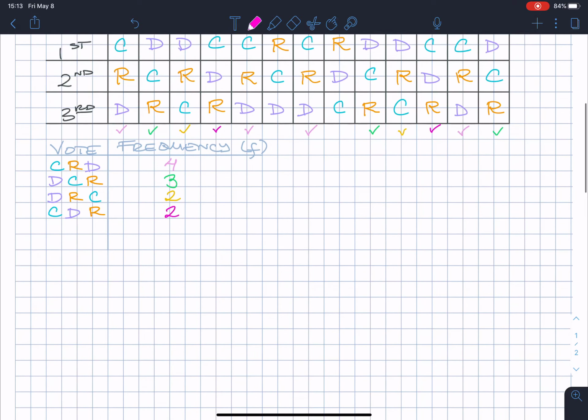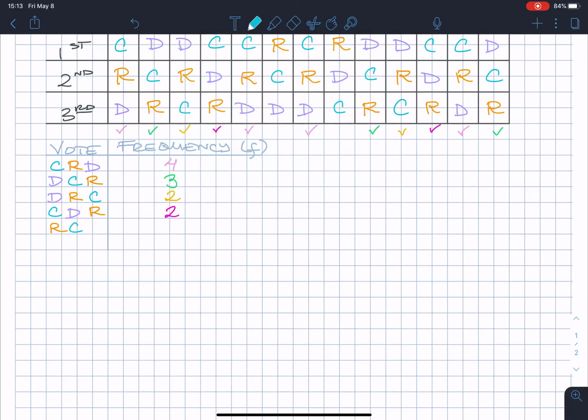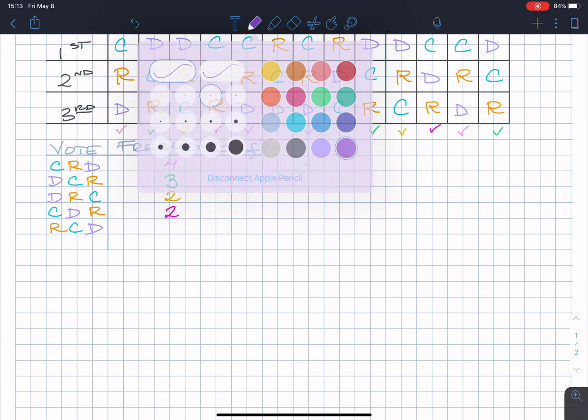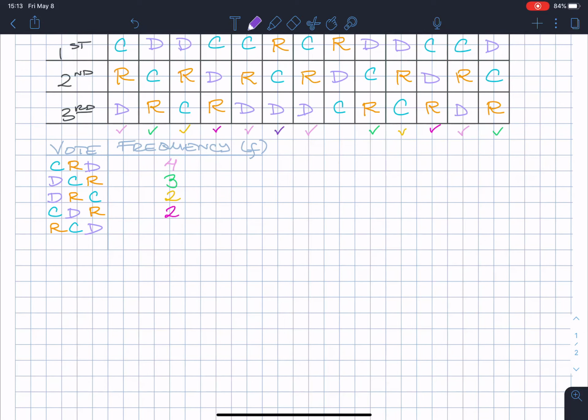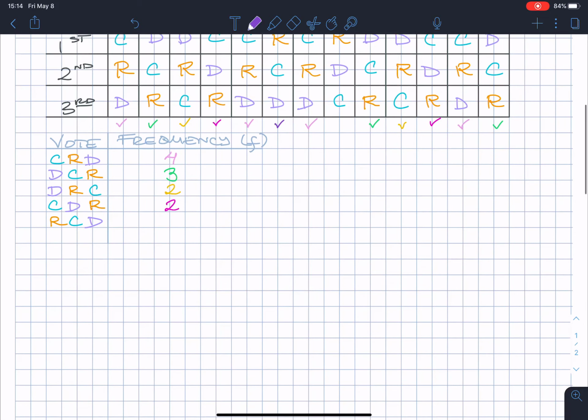So the next one is rabbits, cats, dogs. How many of those votes did we get? Let's do that in dark purple. Pardon me, rabbits, cats, dogs. Oh, well, that's it, just once. Okay, just one of those. So 1, 2, 3, 4, 5.